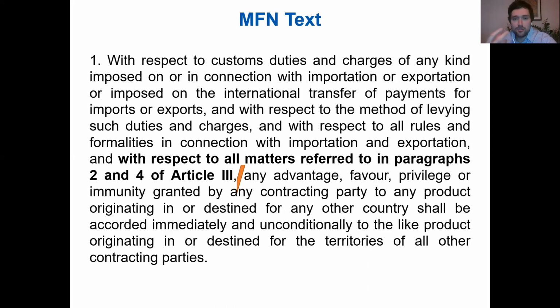So what does it address? It addresses customs duties, charges of any kind. Is it our case? No. Charges in connection with importation. Our case? No. It is not a charge in connection with importation, it's a subsidy.